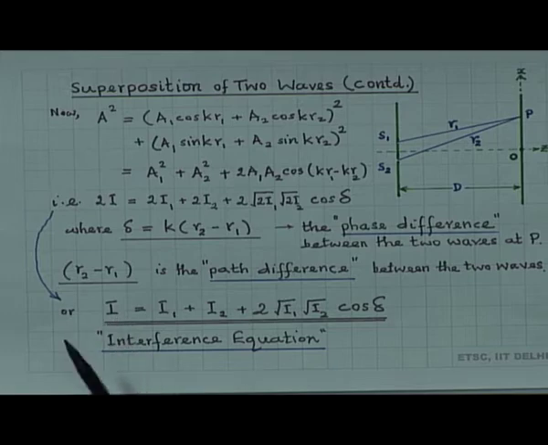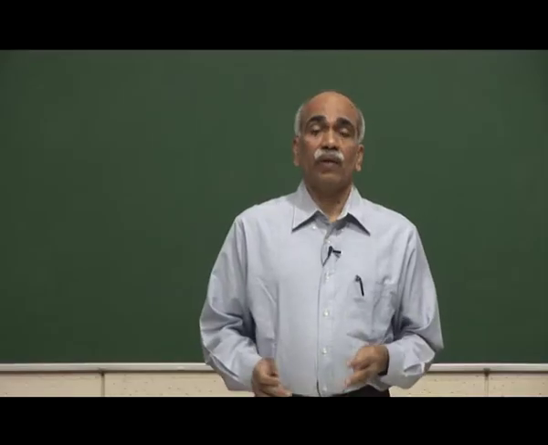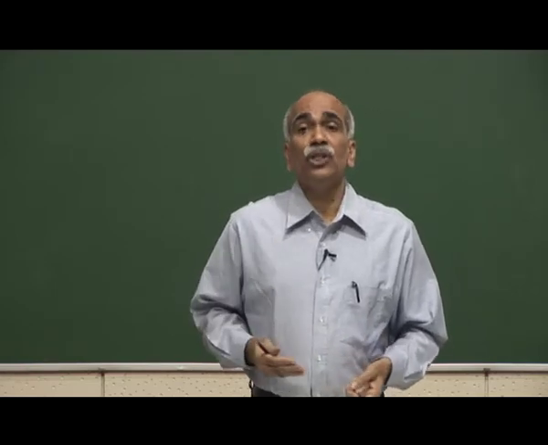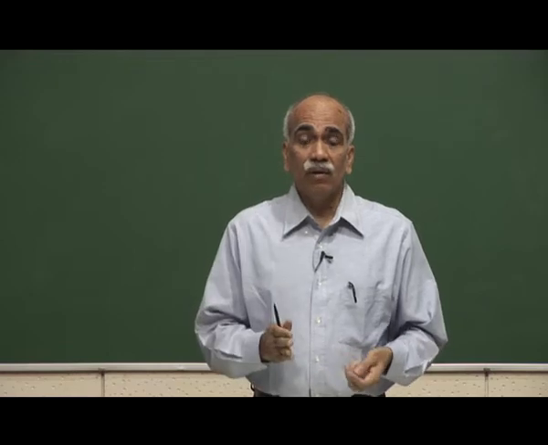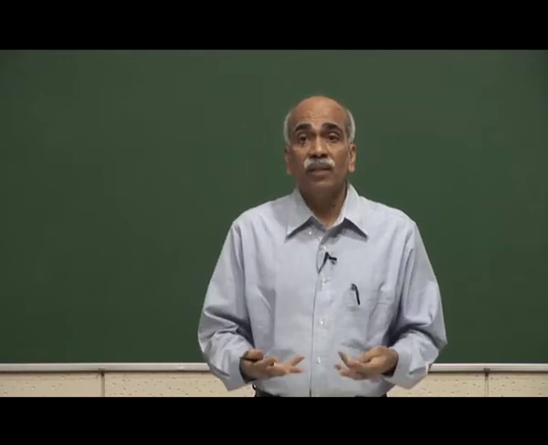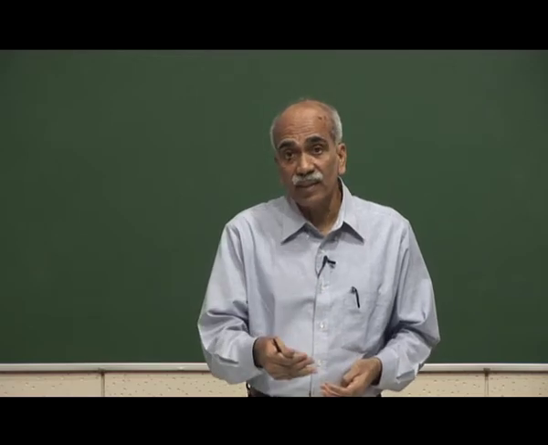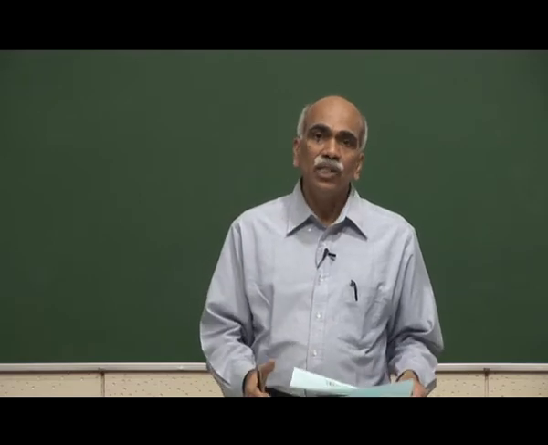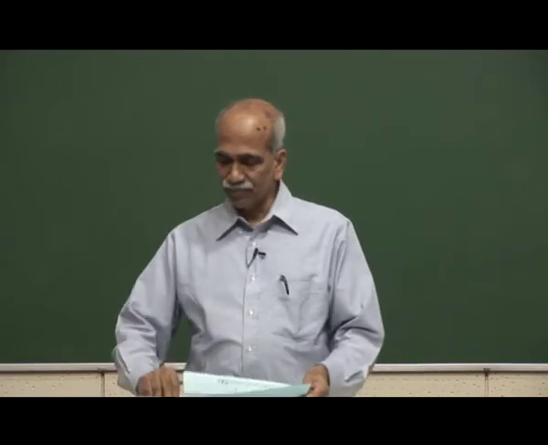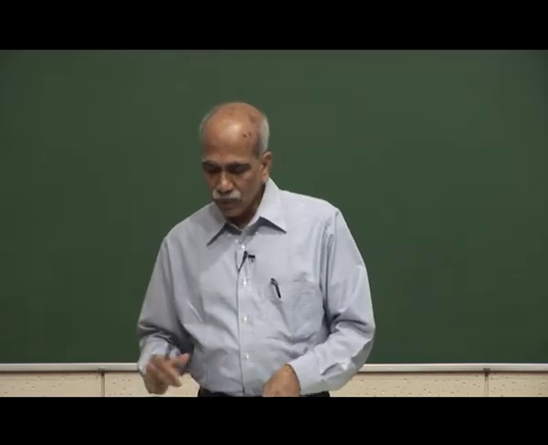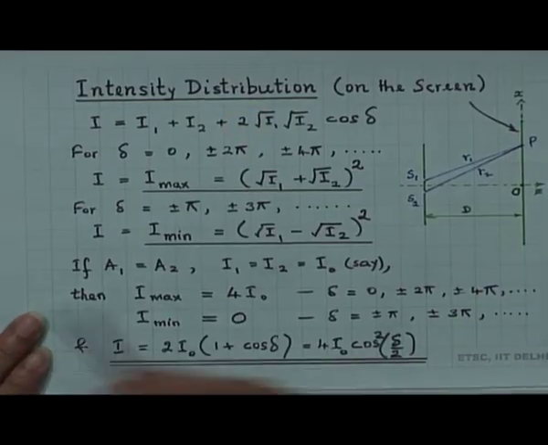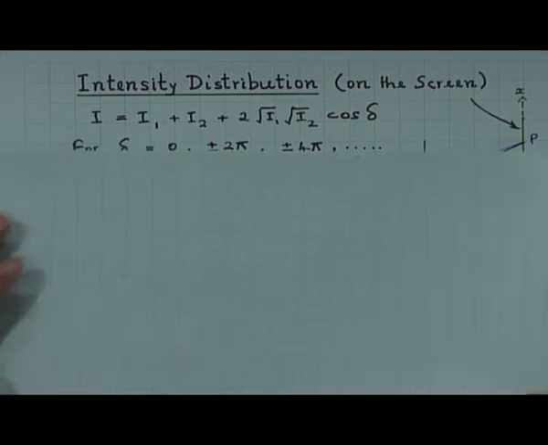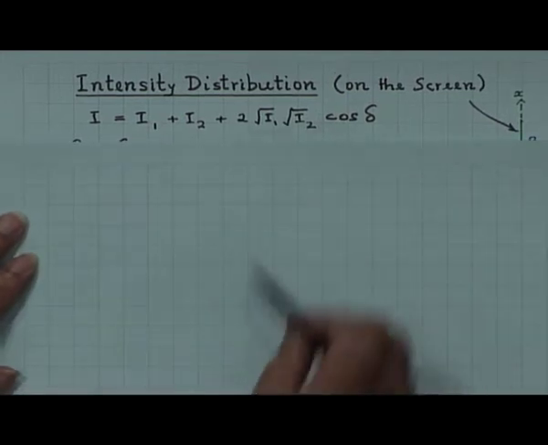Now, we will determine the intensity distribution as a function of delta. Delta depends on r2 minus r1, which means at different positions P on the x axis, we will have different path differences and therefore different phase differences and therefore different intensities. So, we will determine the intensity distribution along the x axis on the screen. This is the interference equation.